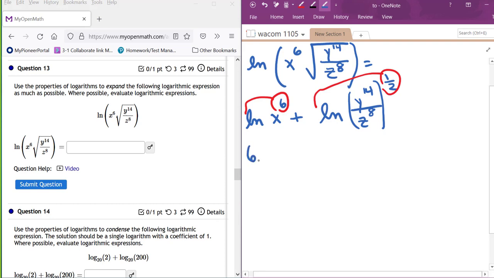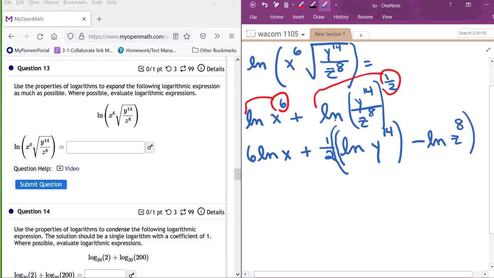So we'll have 6 times the ln of x plus 1/2 times the ln. And this we're going to end up separating because this will be subtract. So let's go ahead and just do that, and we'll use parentheses. So we're going to do the ln of y to the 14th minus the ln of c to the 8th. And I didn't really need that parentheses here.